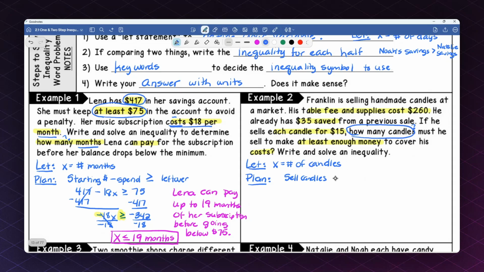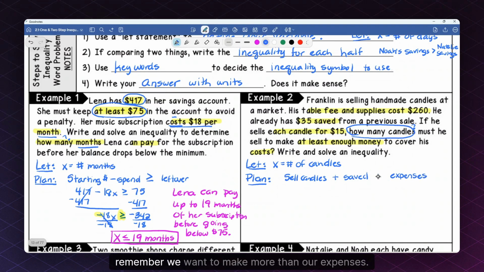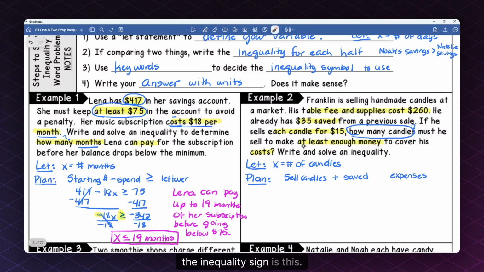And he has already saved some amount of money. And then his expenses. Remember, we want to make more than our expenses. If it's a business, he wants to make more than his expenses, right? So what inequality sign are we going to put in there? Well, the inequality sign is this, at least.